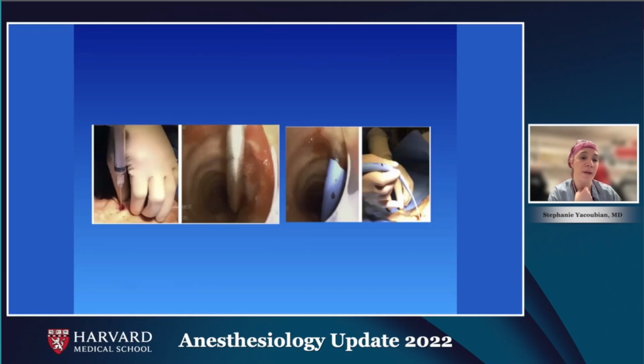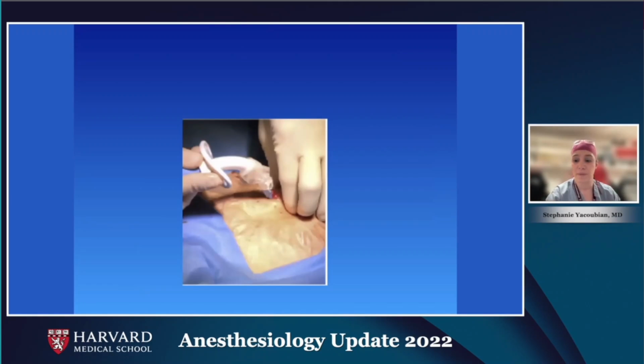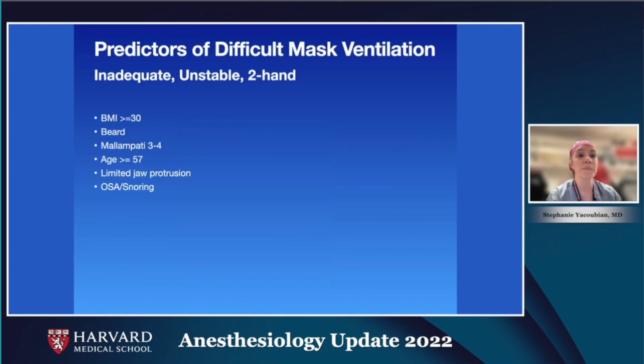This is an open cut down into the trachea. Once the needle goes in, you place a wire, then you have multiple dilators that eventually lead to placing the trach. Obviously, we're not going to be performing these procedures, but it's important for us to understand the steps that are required to cannulate the trachea.